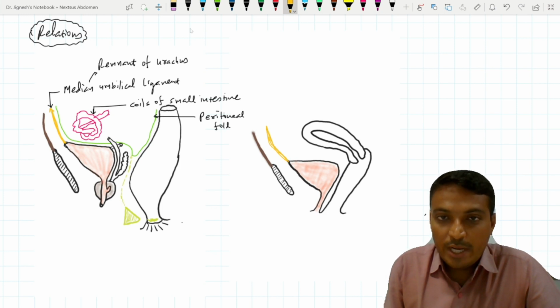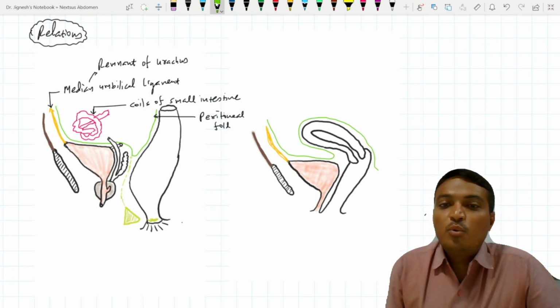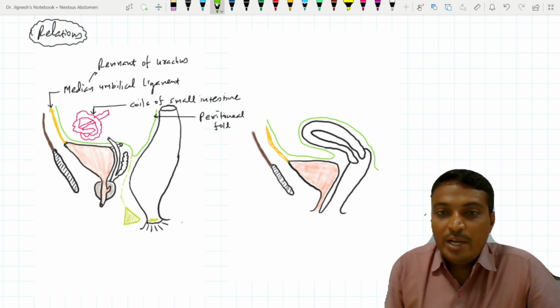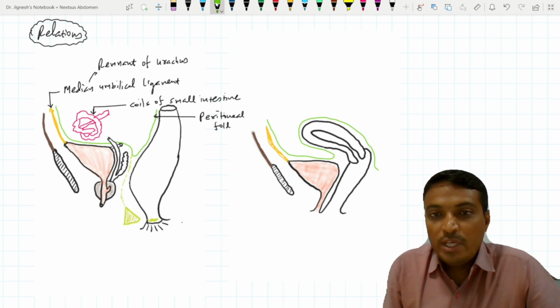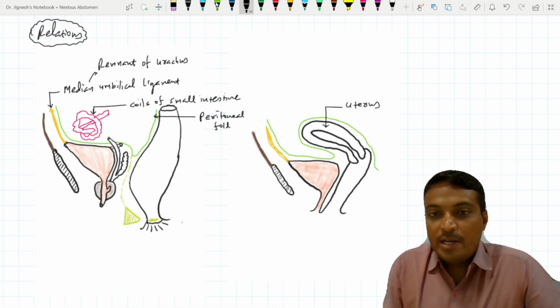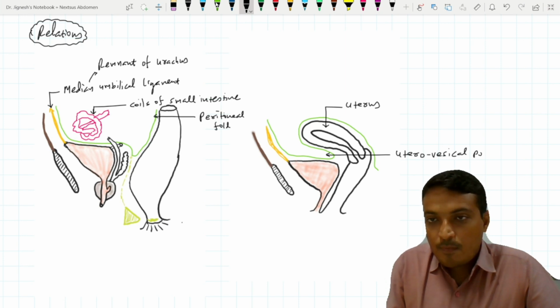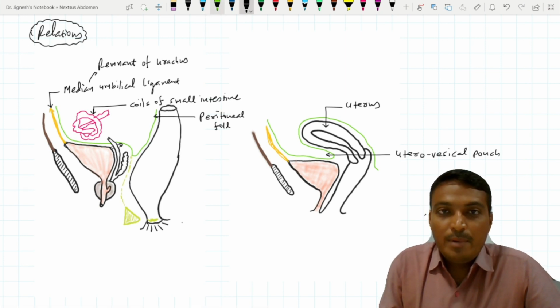In case of the female, this is the median umbilical ligament which reaches up to the umbilicus, and it is a remnant of the urachus. The peritoneal fold covers the superior surface of the urinary bladder and reflects onto the anterior surface of the uterus to form the vesico-uterine pouch, and then reaches up to the posterior surface of the uterus. So the superior surface of the urinary bladder in the female is related to the anterior surface of the uterus, separated from the superior surface by the peritoneal fold, and that fold is called the utrovesical pouch.